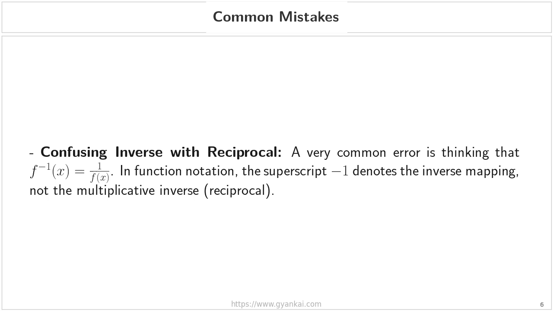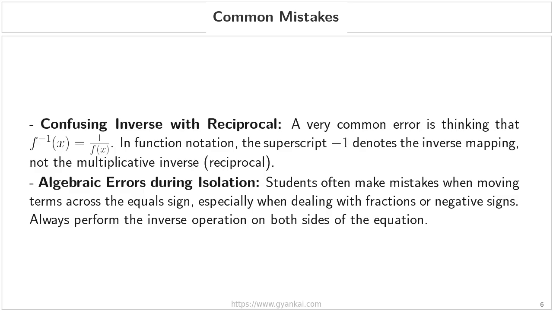Please remember that in function notation, the superscript minus 1 represents the inverse mapping, the process of reversing the function, and not the multiplicative inverse or the reciprocal. Secondly, be mindful of algebraic errors during the isolation process. As we saw in our previous procedural guide and the algebraic example, rearranging equations to solve for x can be tricky, especially when dealing with fractions or negative signs.